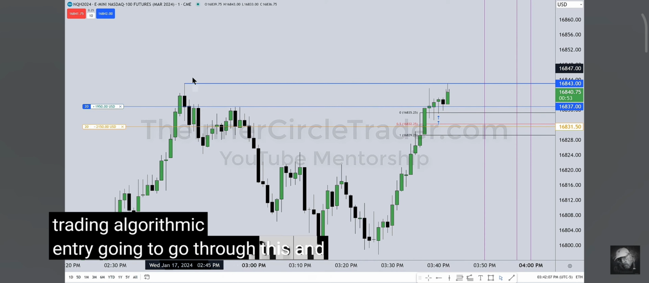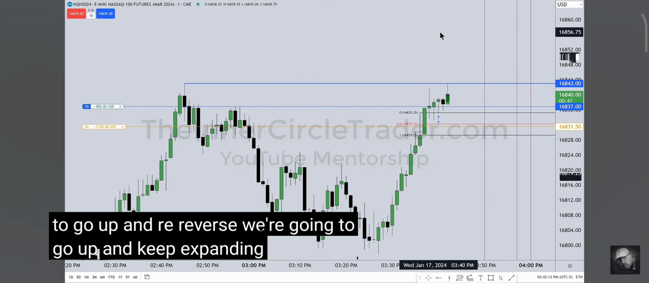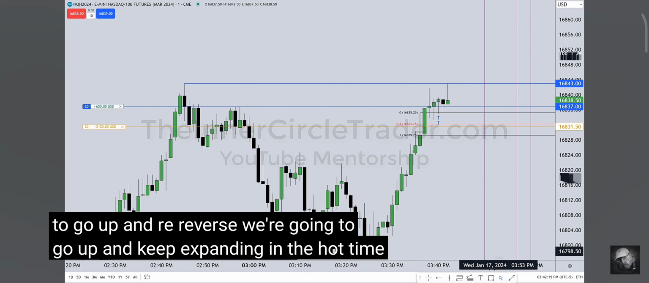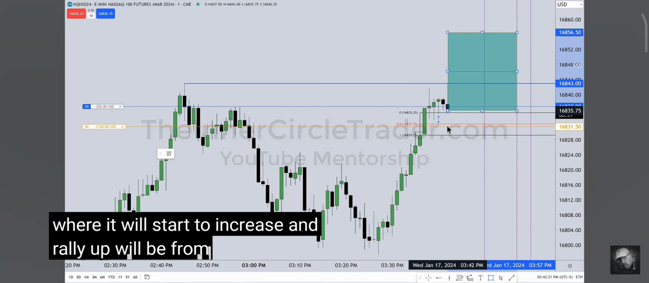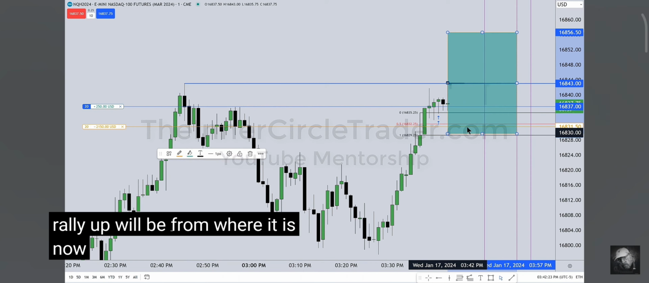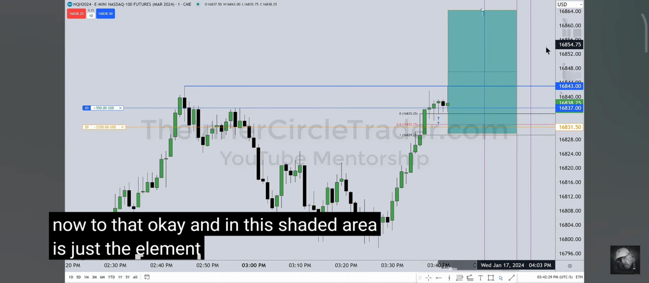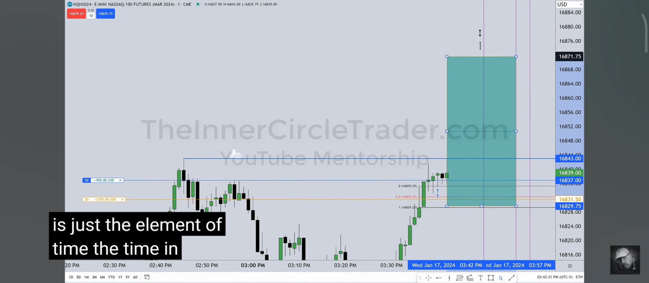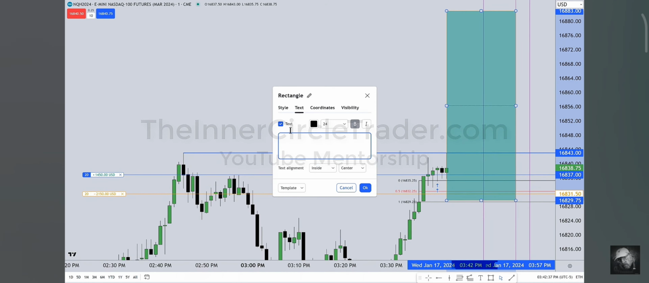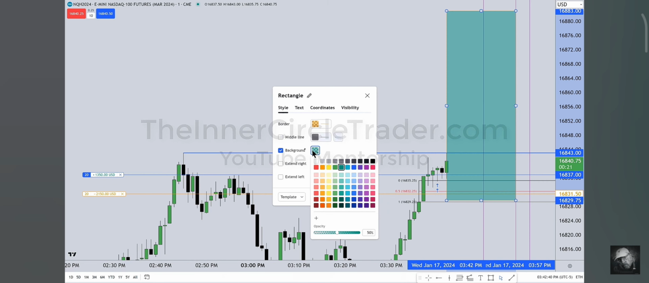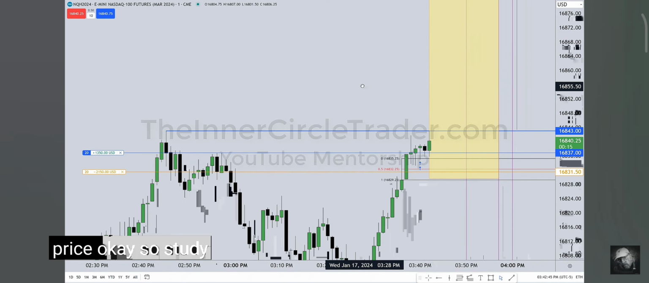I'm going to go through this and rip and keep running through. We're not going to go up and reverse. We're going to go up and keep expanding in. The hot time where it will start to increase and rally up will be from where it is now to that. Okay. And in this shaded area is just the element of time. The time in which the algorithm will start spooling price. Okay, so study it with that in mind.